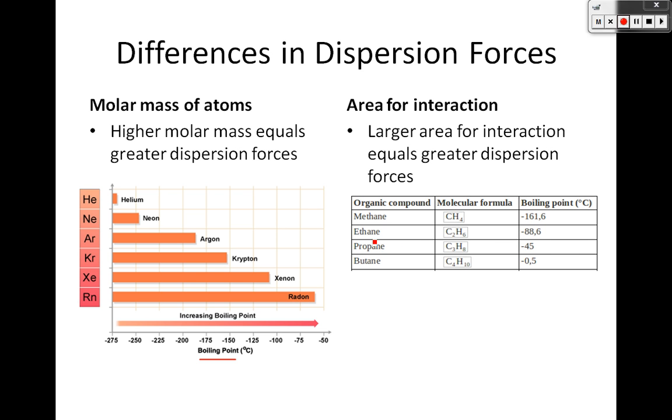Ethane, eth means 2 carbons, so that's C2H6. Pro means 3 carbons, C3H8. Bute means 4 carbons, C4H10. And if you look at their boiling points, you notice that methane has the lowest boiling point, and then the boiling points increase as you go down the list. So the more carbons you have, the higher the boiling point is, meaning the greater the dispersion forces.